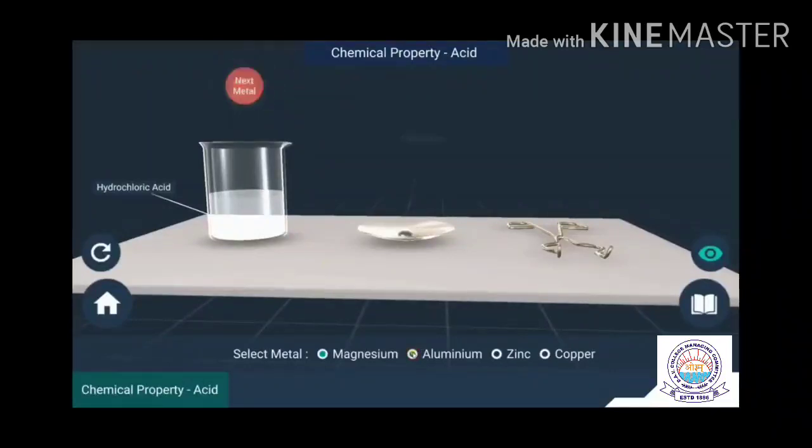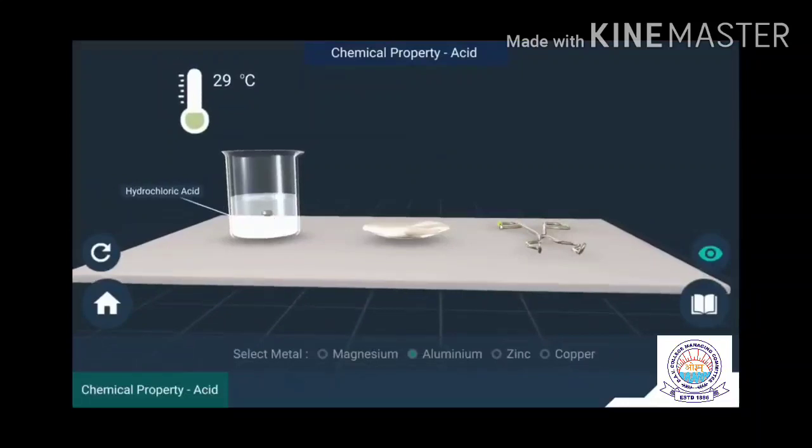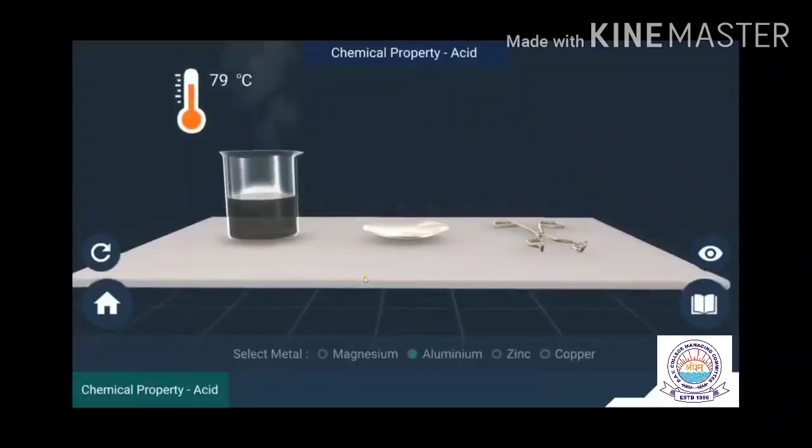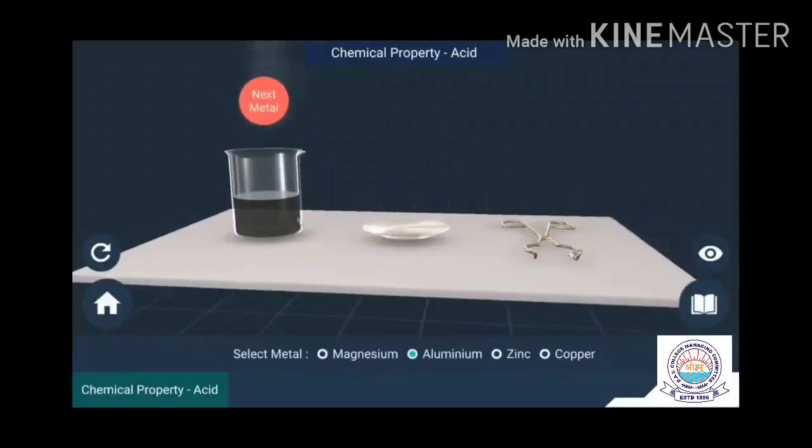Next metal, let us start with aluminium. Our earlier metal went up to 60 degrees. Let us see what aluminium does. We have added aluminium. The solution, see, the temperature is comparatively quickly increasing. It is already 48, 50 now. How much can it go? 60 already. It is increasing more. You can see 67, 68, 70 almost, 75, 78, and it is becoming almost 80 degrees. It is becoming blackish also.